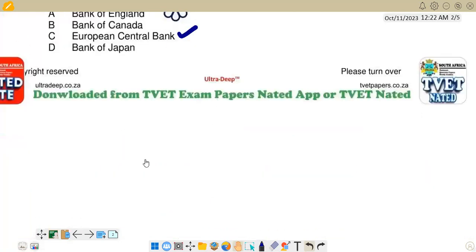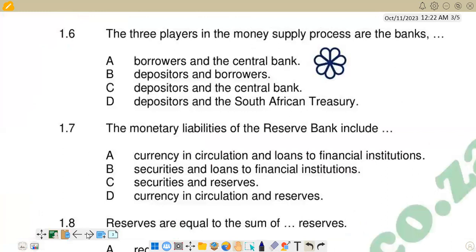Which means that 1.5 is the last one that we have on this page. Then we go to the next page. We go to 1.6. The three players in the money supply process are the banks, and we have got different responses that we have. Maybe we might start by understanding what we mean by the money supply.